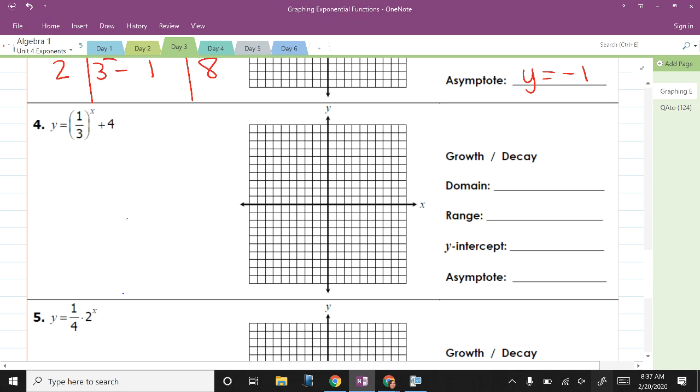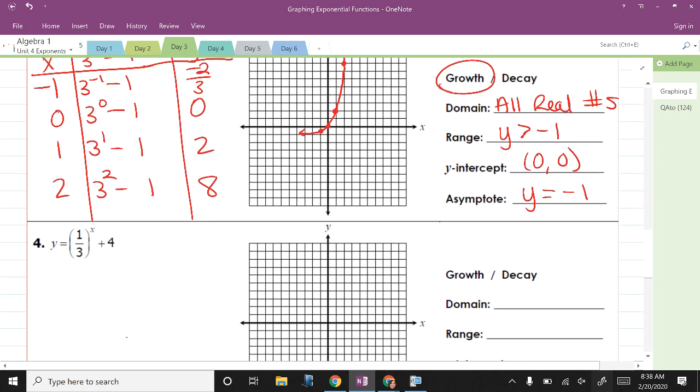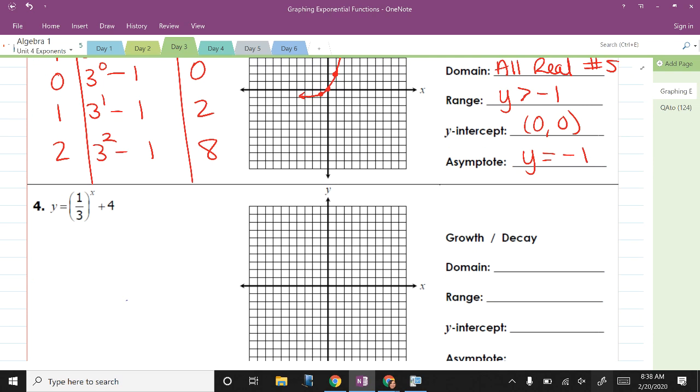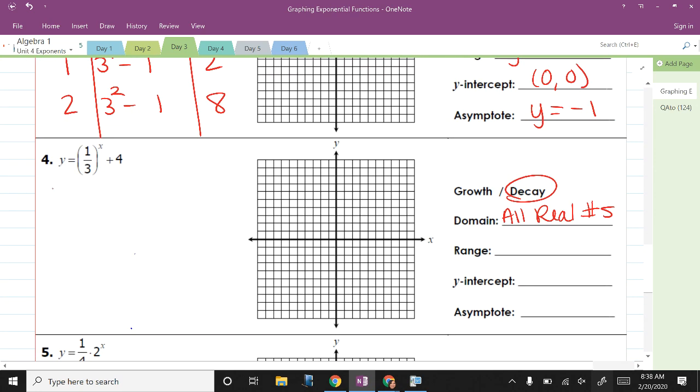Okay, so question. Before I even make a table, is this one going to be a growth or decay? Yep, if the base is less than 1, it's going to be a decay. So before I even graph it or do a point or anything, I know that. I also can know my domain: all real numbers, because I told you that's always going to be true. All right, I am going to use my calculator to help this time. So x's and y's, I have negative 1, 0, 1, 2.